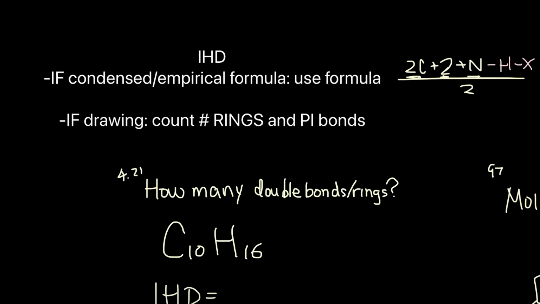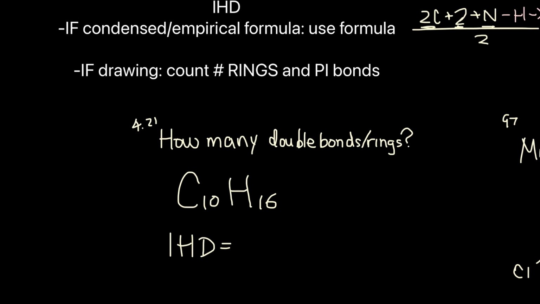In today's video, we will do all the problems they can possibly ask you on the exam about index of hydrogen deficiency or degrees of unsaturation. The problem-solving skill here is if they give you a condensed or an empirical formula, you would use this formula to figure out the IHD. And if they give you a molecular drawing, you would figure out the IHD by counting the number of rings plus the number of pi bonds. And remember, triple bonds have 2 pi bonds, double bonds have 1 pi bond.